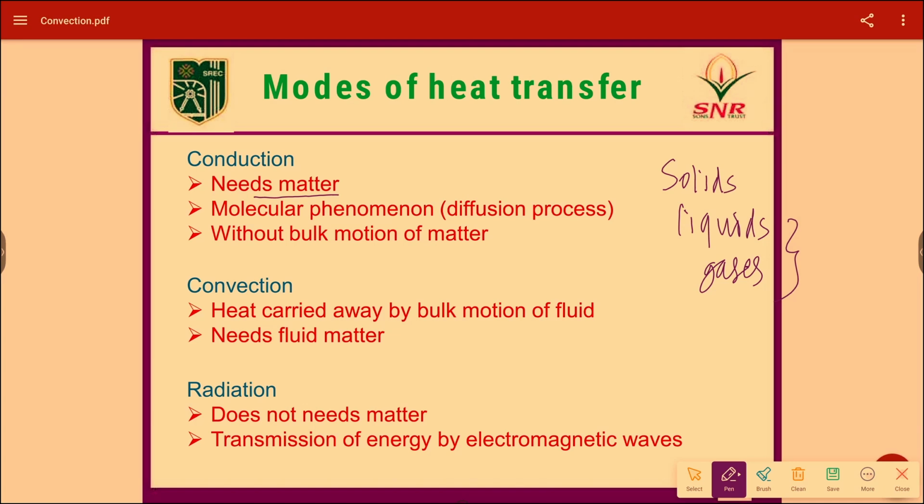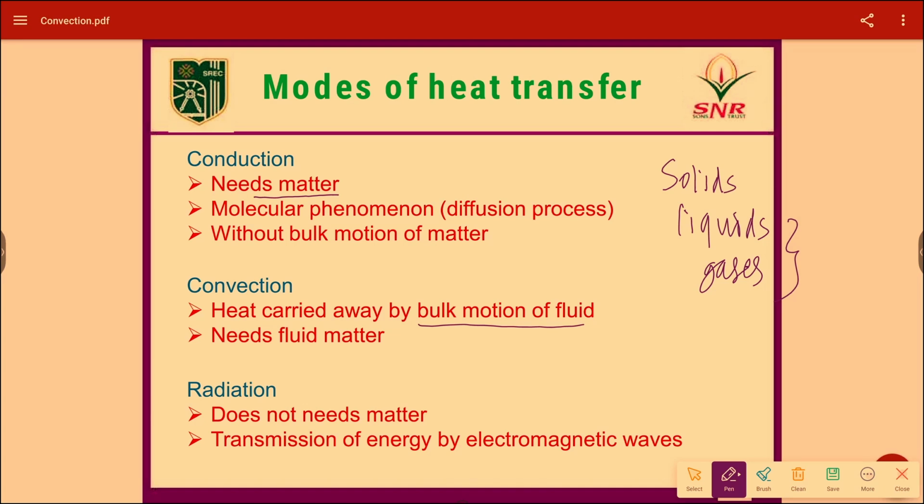The next mode of heat transfer is convection. Convection heat transfer involves the bulk motion of fluid. Compared to this, conduction is a microscopic approach where we cannot visualize the heat transfer happening. On the other hand, in convection we can visualize the heat transfer. Suppose you are heating water in a pan. Initially, for some time, we can observe there is no water motion, but after some time you can see the water moving from bottom to top and from top to bottom.